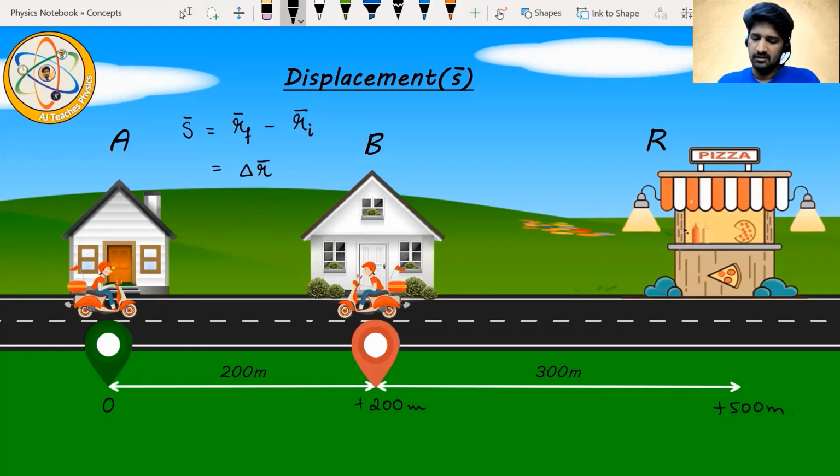As an example, assume the delivery boy starts from B, goes to house A, and then goes to the restaurant R. So B to A to R. Calculate the total displacement in this journey. Right, let's see how to calculate the total displacement. Now displacement by definition is the change in position. So you need to know what was the final position and the initial position.